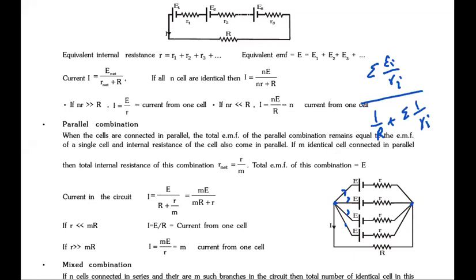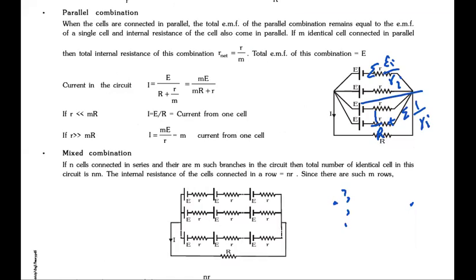So this is the general formula that we have already calculated, and I hope all of you remember this. If r is the same, you can take r common and divide it, and you will get this, because the potential across each point is the same. So these are the resistances in parallel, and the potential across this is E only.